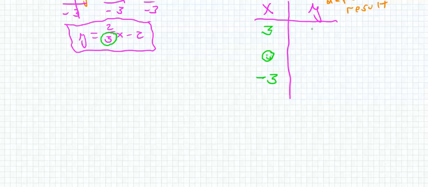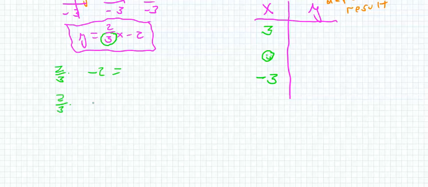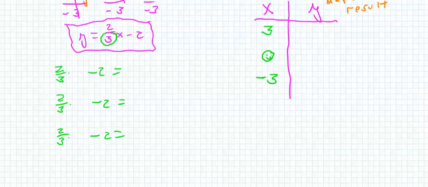And now we calculate the result. What is the value when x equals 3? So we have 2/3 times whatever x is, minus 2. So x can be 3, x can be 0, or x can be negative 3.